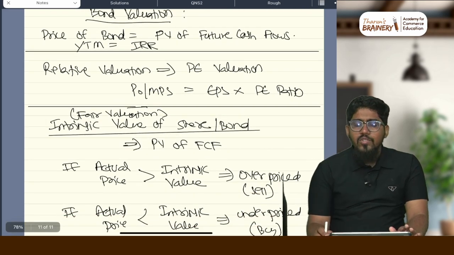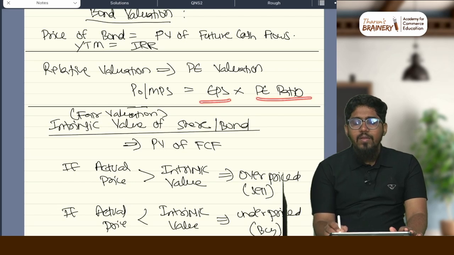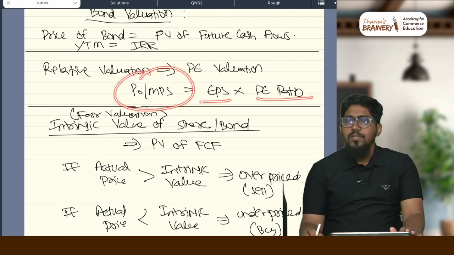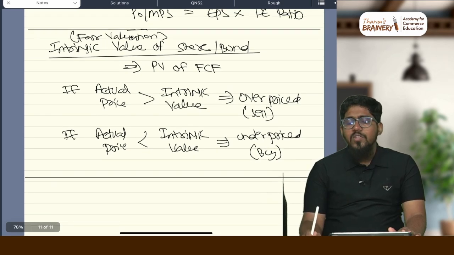Sir, what is relative valuation, sir? PE valuation. If at all EPS is given and PE ratio is given, like that also you can value your equity shares. Clarity.